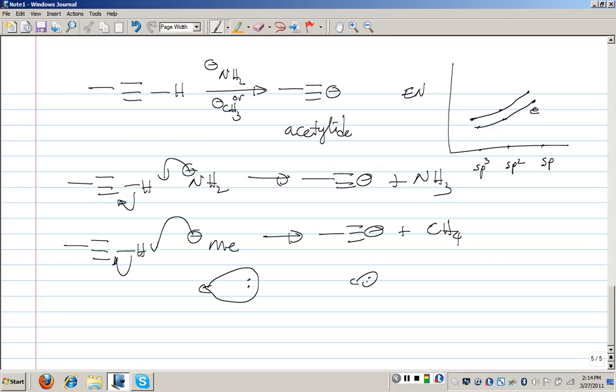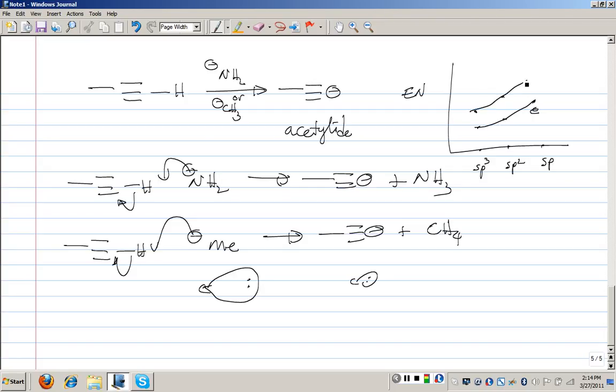But if I look at, oh well, this is a bit generous than in my diagram. Let me just fix that a little bit. All right, so this is sp hybridized nitrogen, sp2 hybridized carbon, sp hybridized nitrogen. So hybridization state for hybridization state, sp hybridized nitrogen is more electronegative than sp3 hybridized carbon. sp2 hybridized nitrogen is more electronegative than sp2 hybridized carbon, and so on.